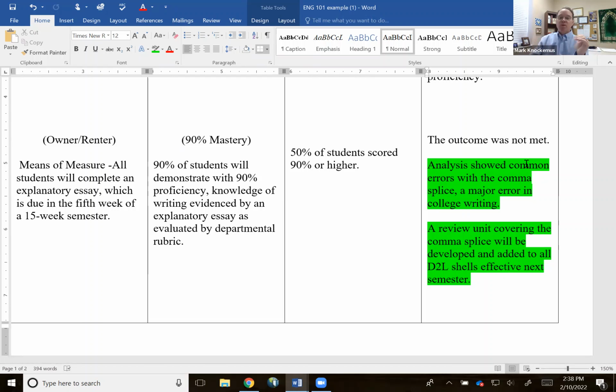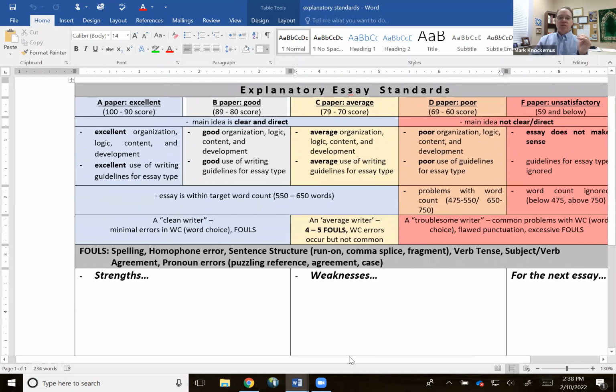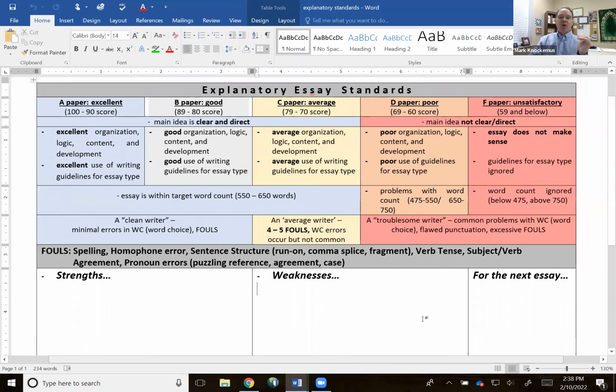So I have to go through all of the rubrics for those essays. That was the wrong rubric, excuse me. There we go, it's the right one. So I have to go through all of the rubrics, taking a look at the standards, and figure out what went wrong.